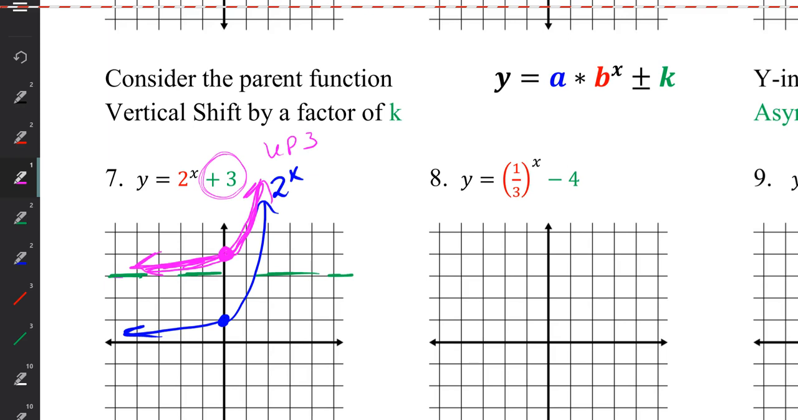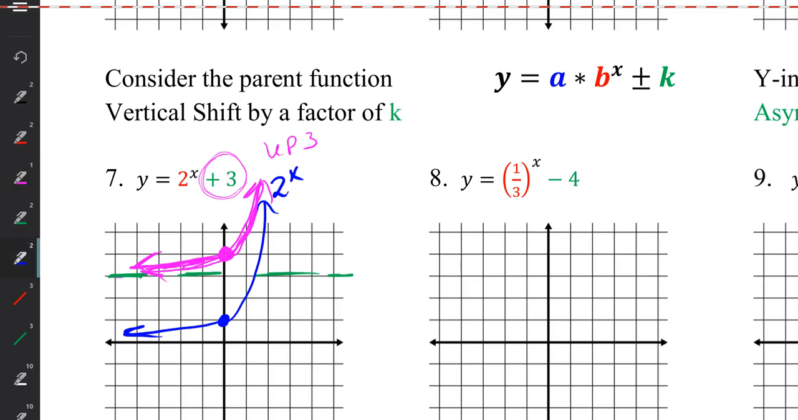Is the shape of the magenta the same as the shape of the blue? Yes. It did not stretch, Michael. It's just moved. The asymptote now is the equation y equals 3. Yes, sir? When you move up, do you move up from 0, 0, or do you move up from...? I move up from my important point, the y-intercept. That's really the only point in the whole graph I'm concerned about right now.